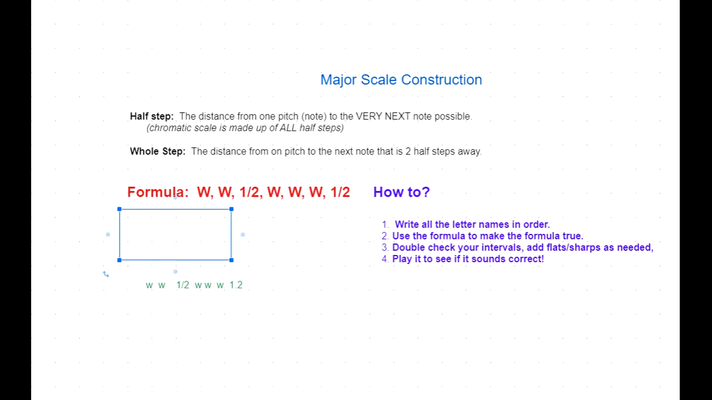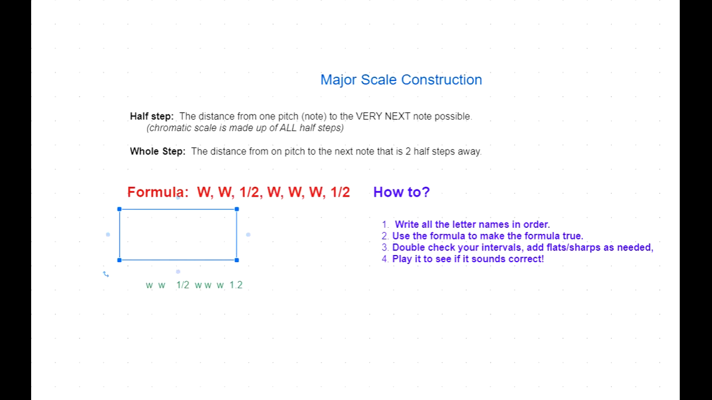From B to C, we need a whole step, according to our formula. B to C is only a half step. There's nothing in between. So again, we need to make the interval larger. So we add a sharp, we raise the C to C sharp. And now we have a whole step between B and C sharp. So we're good. We finish with a half step, C sharp to D. That's it.